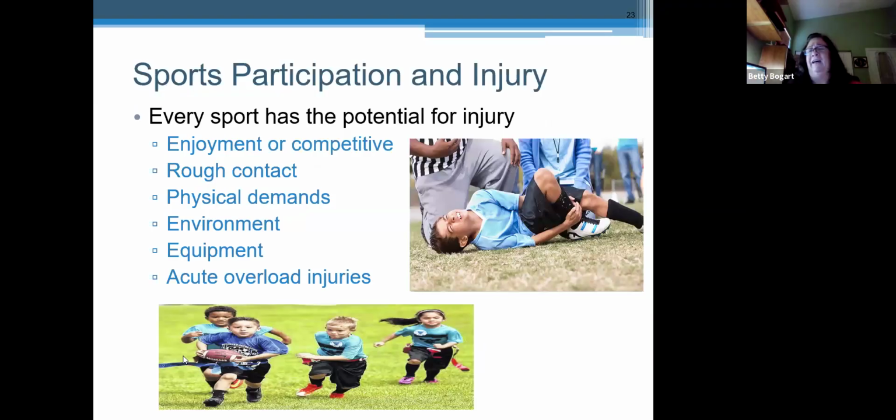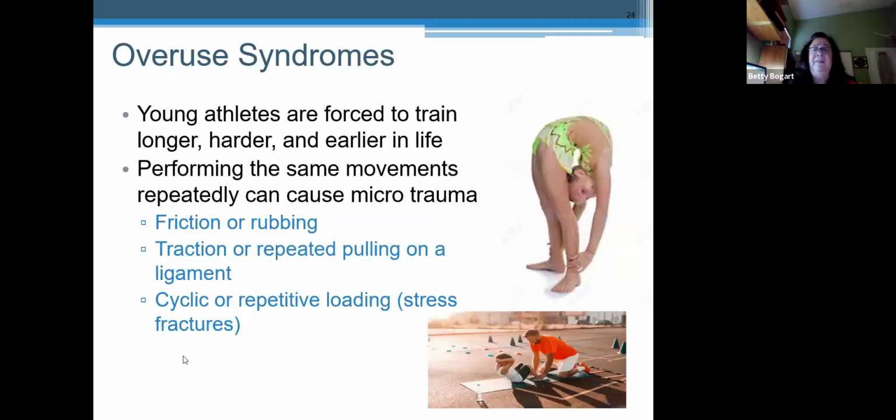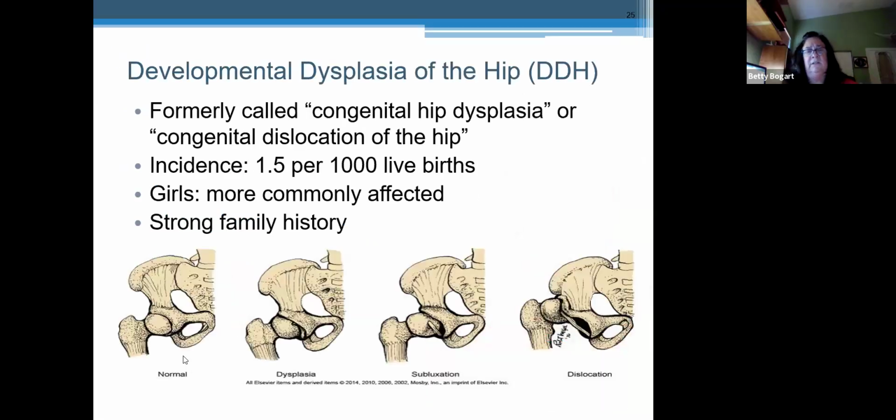Sports, kids, they love competition. Know that they are going to go out there and push themselves as best as they can. One of the things is those overload injuries where they just keep going, going, going, and they don't stop. And that can cause those sprains and strains, et cetera. Same thing, strains, the overuse syndromes. They're training more and more. And again, it's that same thing used over and over again, and it causes these little stress fractures.